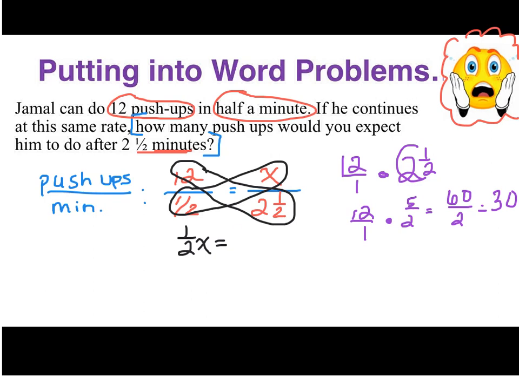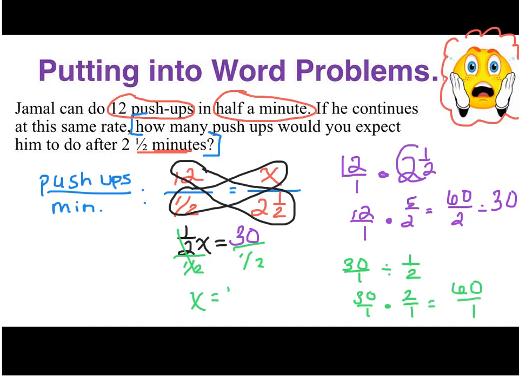I'm going to go ahead and do that so I have smaller numbers. Now I'm going to divide both sides by 1/2. My 1/2's cancel. I'm left with X. Come over, write it horizontally. 30 over 1 divided by 1/2. Keep, change, flip. Multiply straight across, I get 60 over 1, which is the same thing as 60. And I need to go back and determine what is 60. 60 is going to be the number of push-ups, since that's what I was looking for. So he can do 60 push-ups in 2.5 minutes.